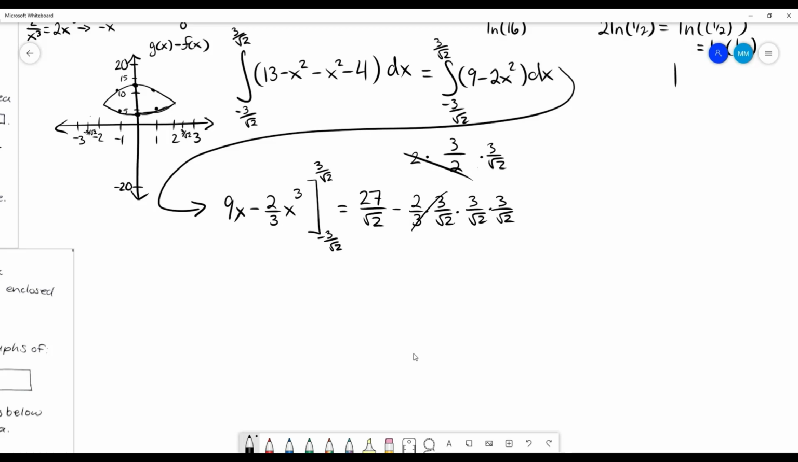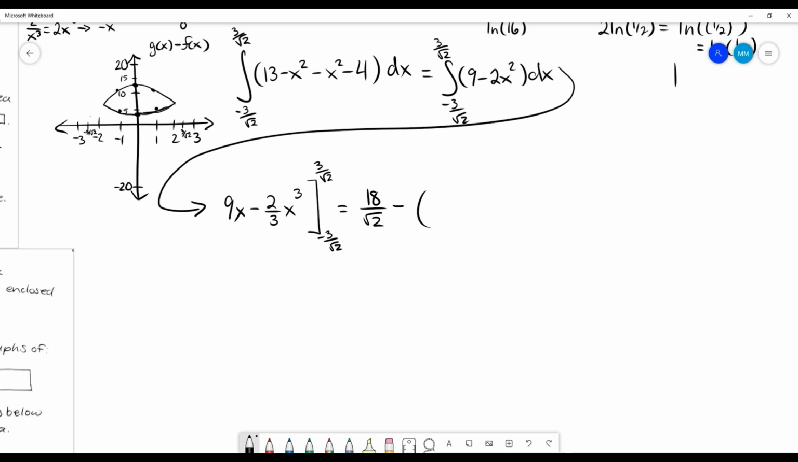The 2 cancels out. And now it's just 3 times 3 over square root of 2, which is just 9 over square root of 2. So I can simplify all that as 9 over square root of 2. And I can combine these into a single fraction. So it's 27 minus 9 all over square root of 2, which is just 18 over the square root of 2. Oh, that was fun. That simplified really nicely. Next, we have to subtract, plugging in our lower bound.